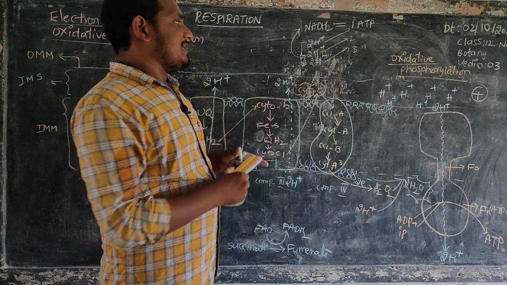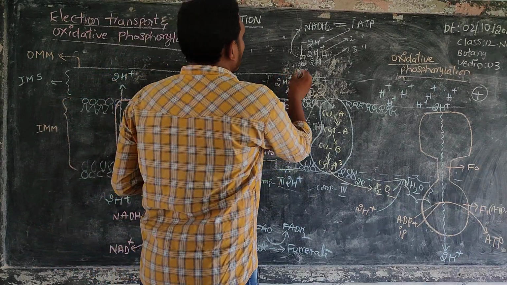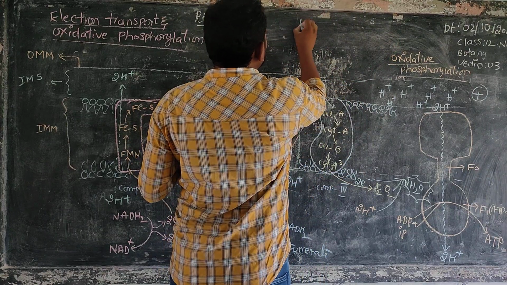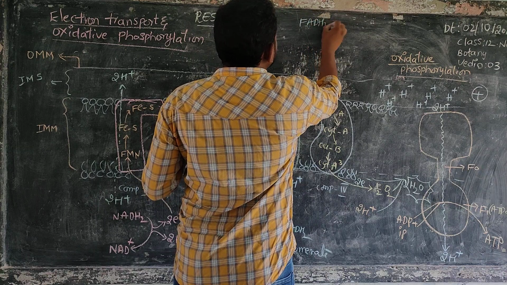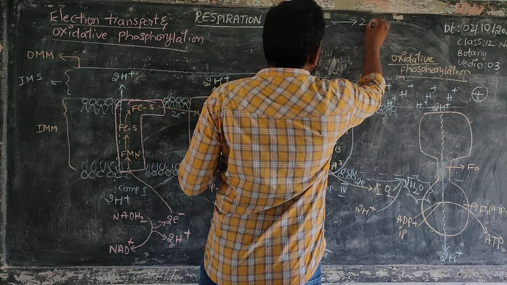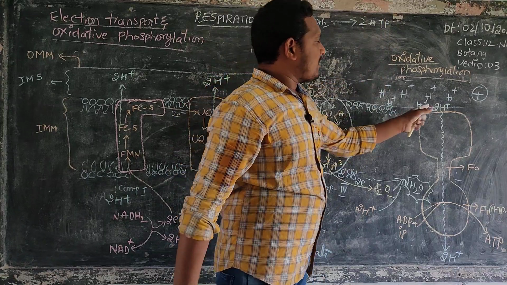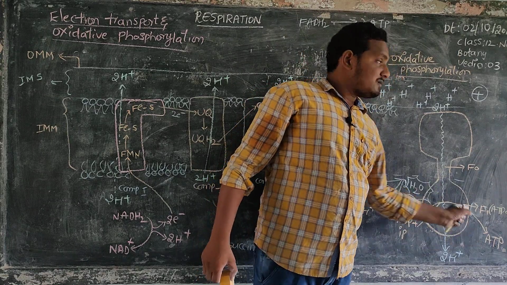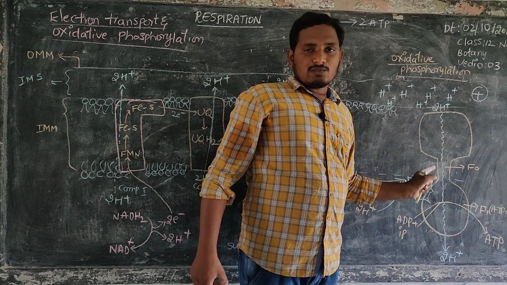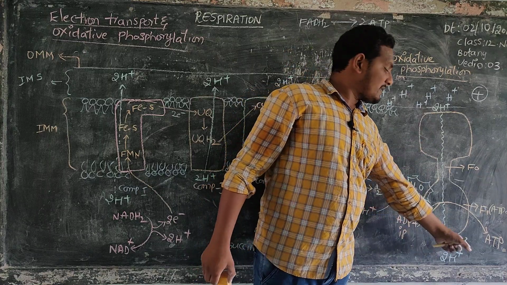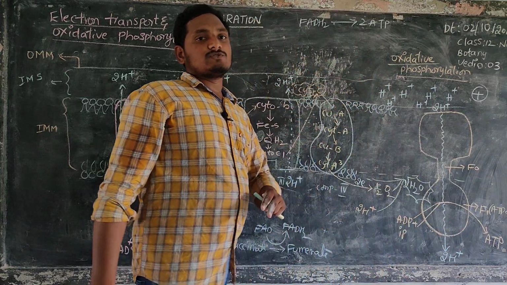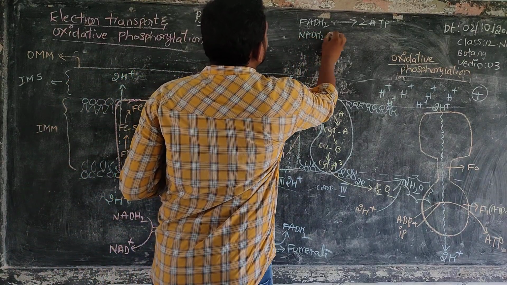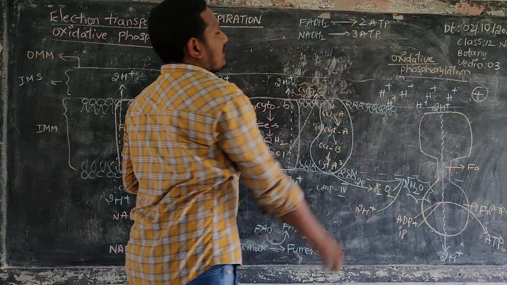3 ATPs. And FADH2: 1 FADH2 is equal to 2 ATPs. It means one proton molecule comes into the matrix to make up one ATP. One more proton molecule comes into the matrix to make up another ATP. 2 ATPs are formed only by the FADH2, and NADH2 is equal to 3 ATPs.